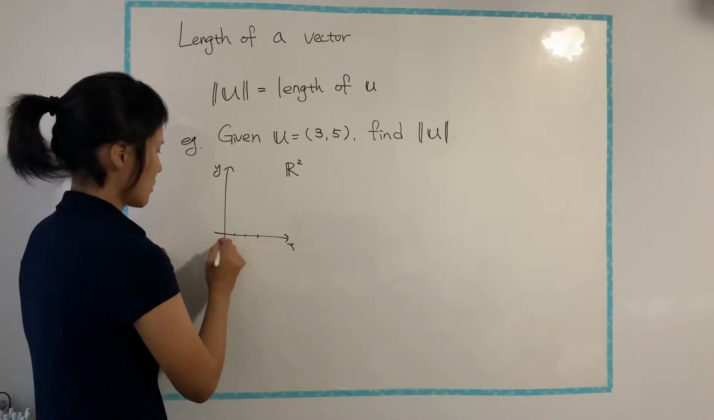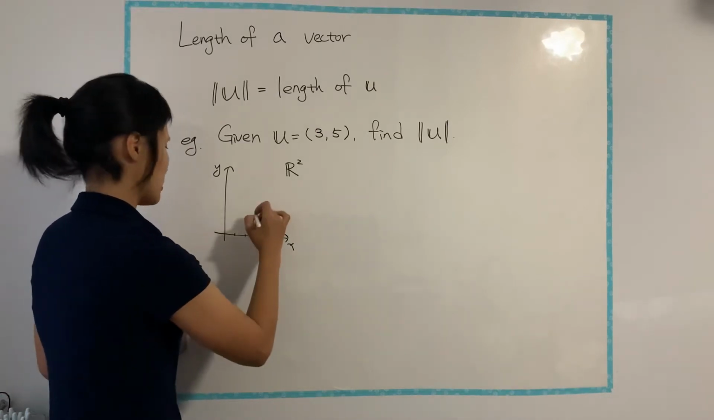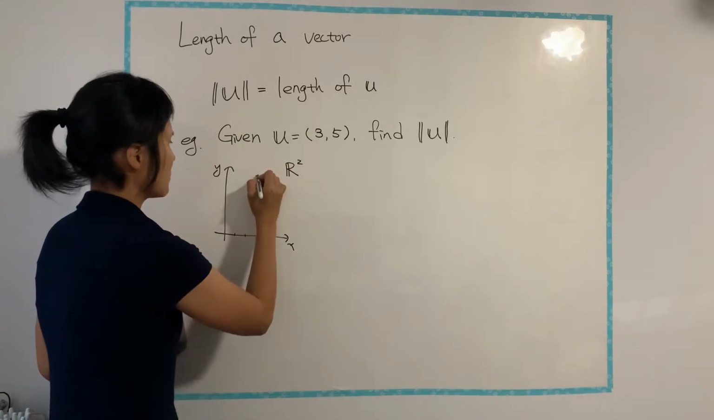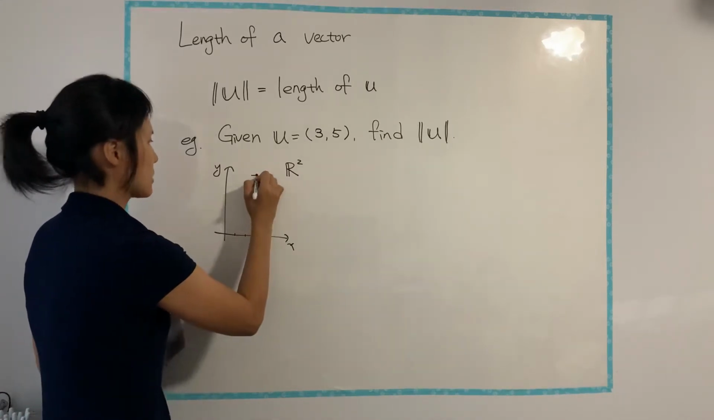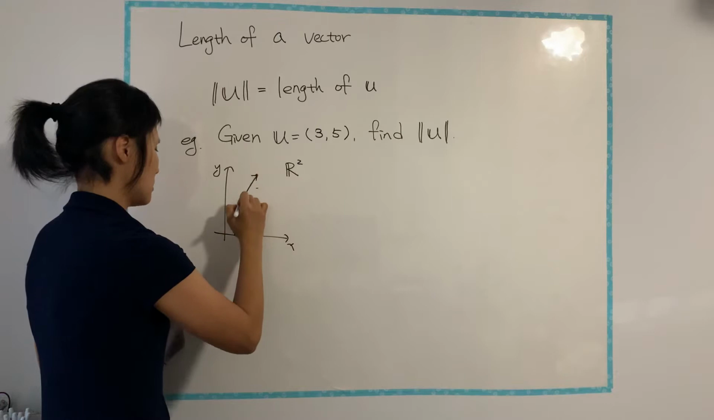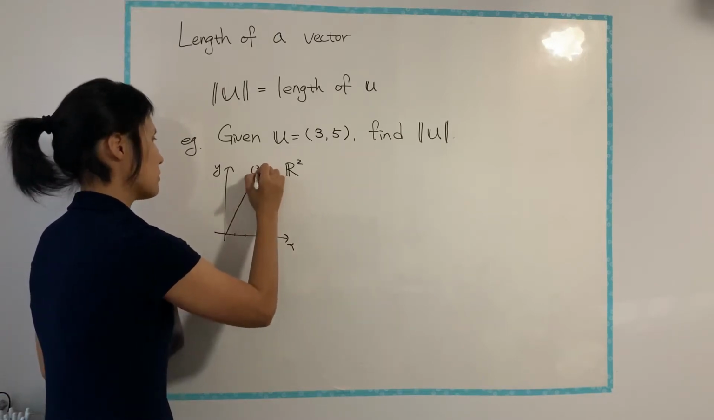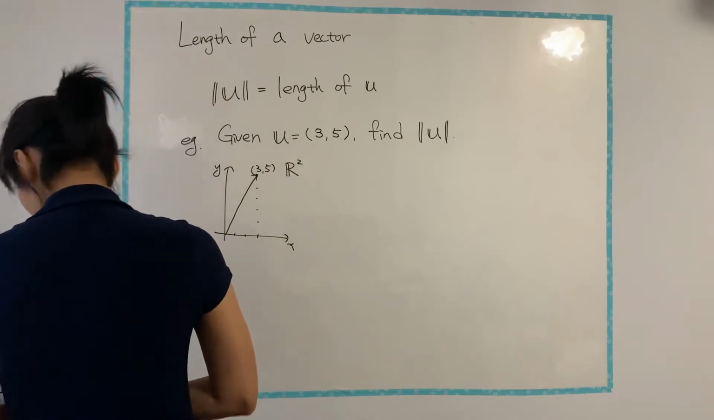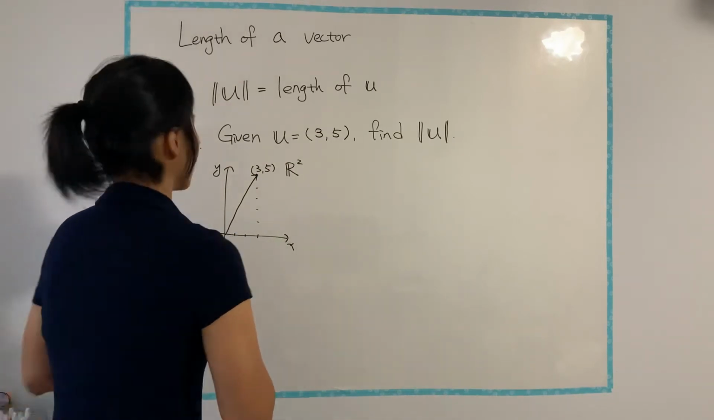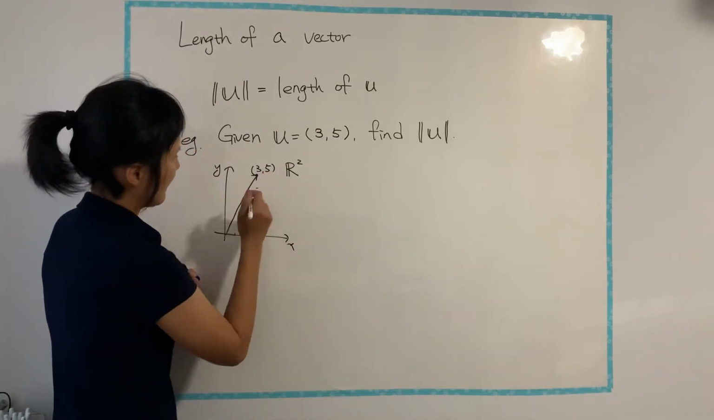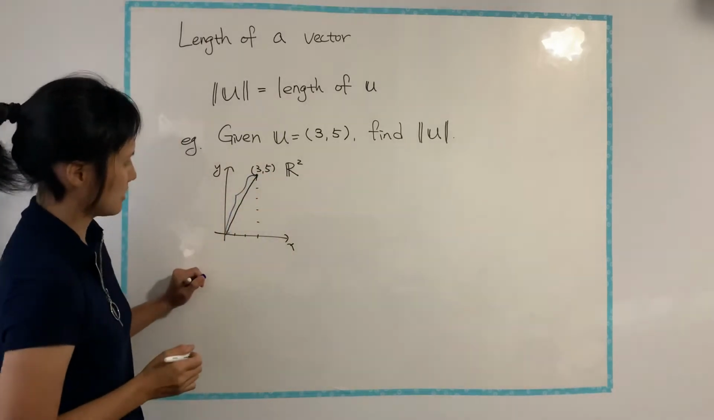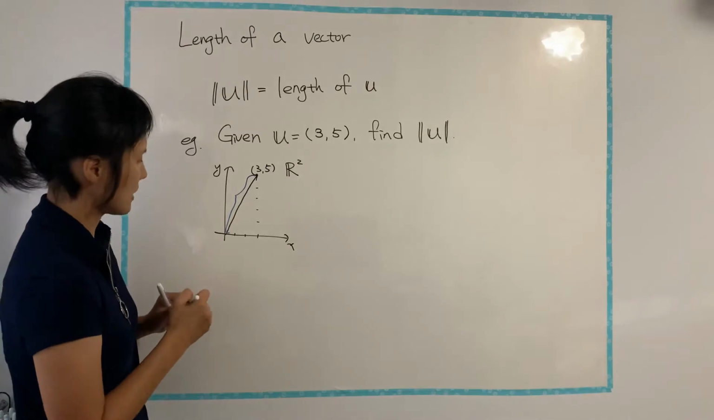Okay? 3 units in the x direction, and 1, 2, 3, 4, 5 units in the y direction. So it's a vector going from 0, 0 to the point 3, 5. Now, the task I have is to find the length of this line segment.